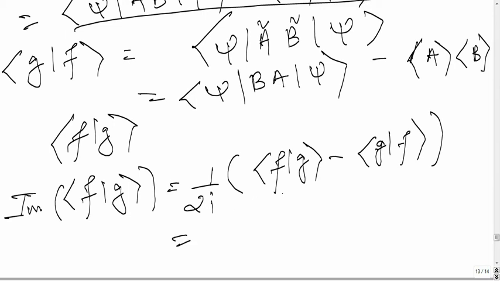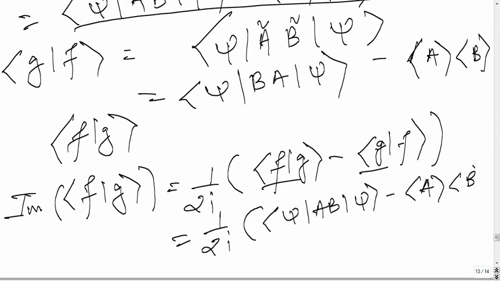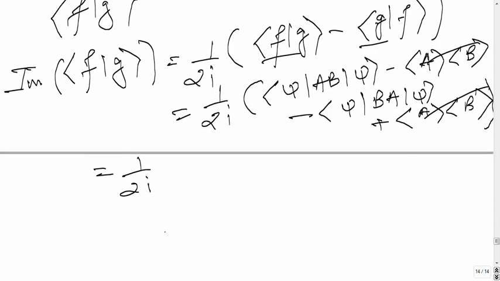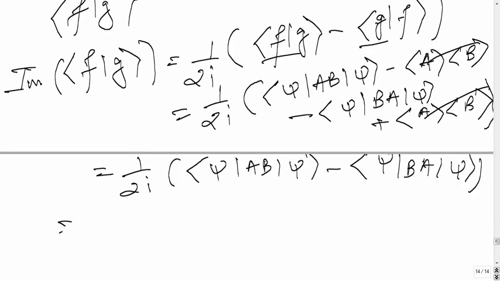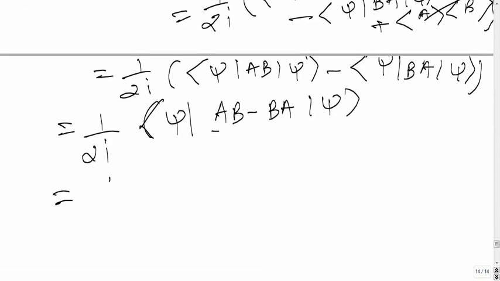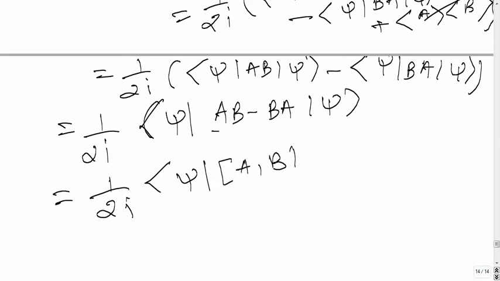This would be equal to psi, AB minus BA, psi. So obviously this would be equal to psi AB psi minus psi BA psi, and both of these we can write like this, psi AB minus BA psi. If you note, this is the commutator between A and B. So this was the imaginary part of this inner product.